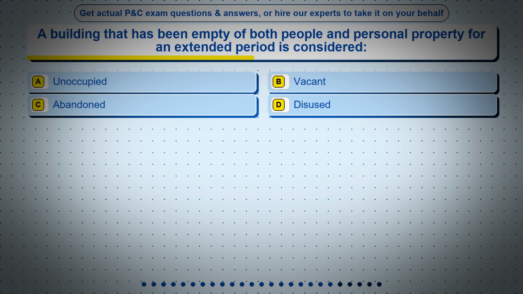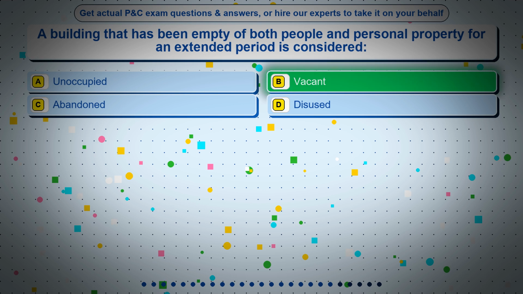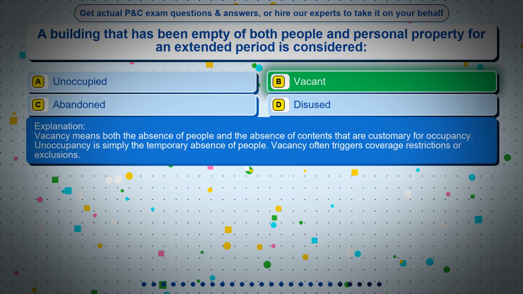is considered: Option A, unoccupied. Option B, vacant. Option C, abandoned. Option D, disused. The correct answer is option B, vacant. Vacancy means both the absence of people and the absence of contents that are customary for occupancy. Unoccupancy is simply the temporary absence of people. Vacancy often triggers coverage restrictions or exclusions.